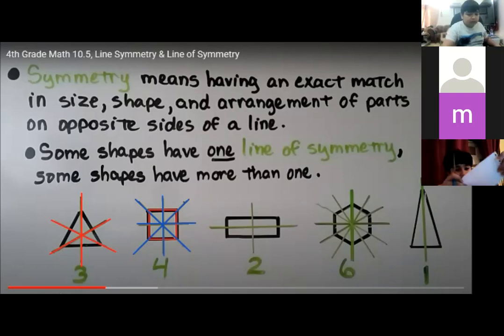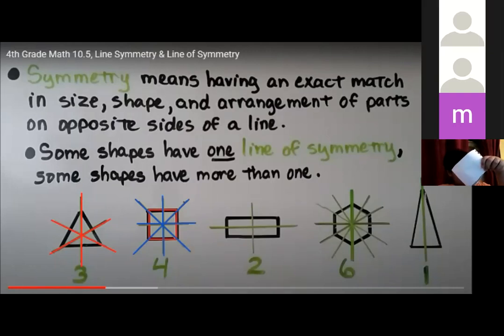Danny? Yes. Danny, what is the next figure? A rectangle. How many lines of symmetry for the rectangle? 2. It looks like 4, but in reality it's 2.